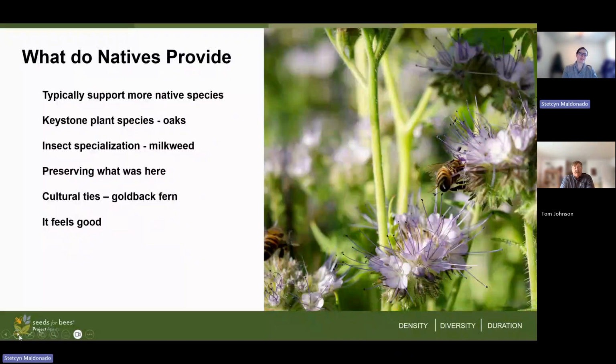There's also insect specialization. I put milkweed here. Most everybody is familiar with how milkweed is so important for the monarch. It's the only host plant for that species. There are other ones as well. I have a plant called mule fat, not as pretty as a milkweed, but it's in my front yard, and it is a host plant for the Fatal Metalmark butterfly. So hopefully, fingers crossed, I'll get to see one of those.